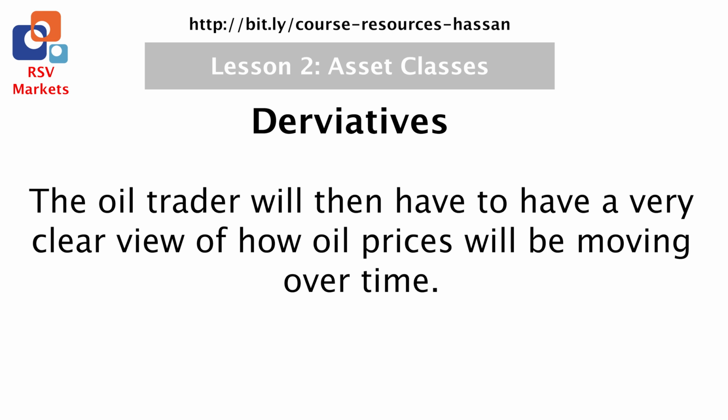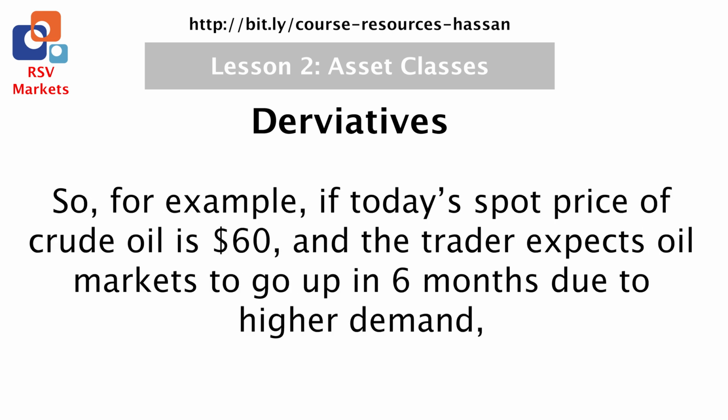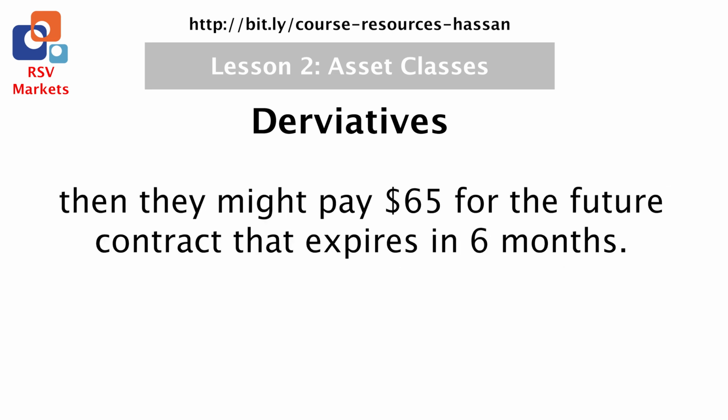The oil trader will then have to have a very clear view of how oil prices will be moving over time. Later in the course, we will go through ways of doing this, but we'll just use the general idea here for now. So, for example, if today's spot price of crude oil is $60 and the trader expects oil markets to go up in 6 months due to higher demand, then they might pay $65 for the future contract that expires in 6 months.